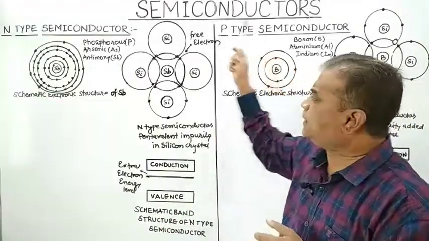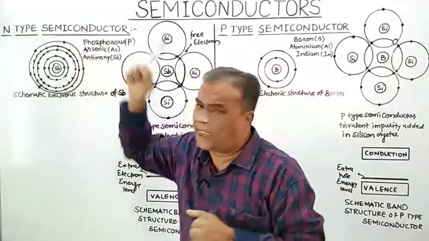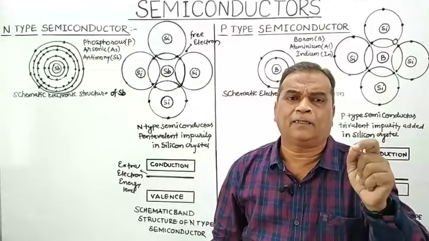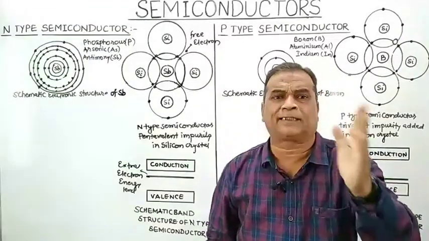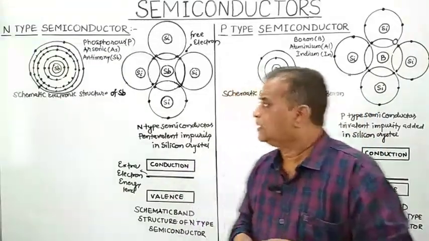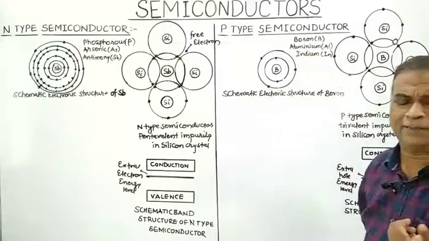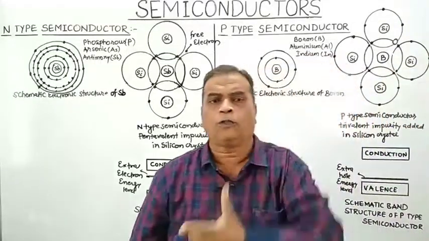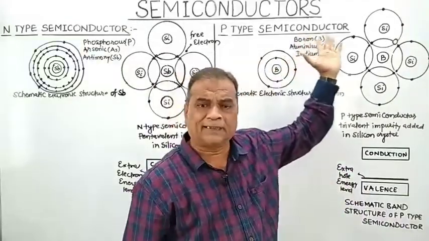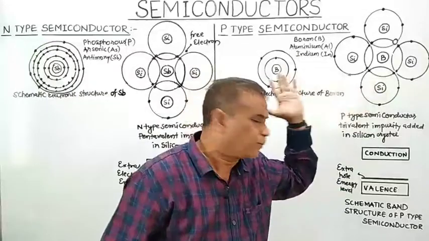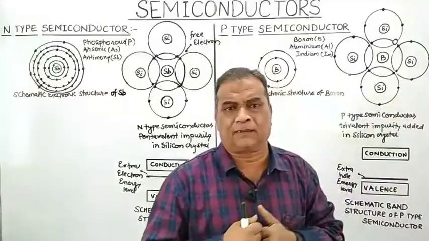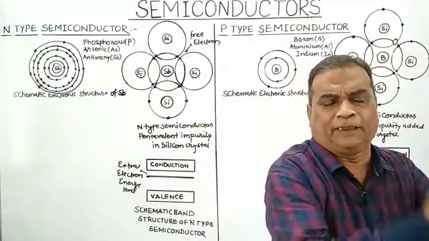Now these extrinsic semiconductors may be N-type semiconductors when free electrons are available as the majority charge carrier and they are responsible for conduction of electricity through them. Whereas an extrinsic semiconductor may be a P-type semiconductor whenever holes, that is effective positive charges, are the majority charge carrier in that extrinsic semiconductor, which are responsible for conduction of electricity. Then how to construct an N-type semiconductor and a P-type semiconductor?